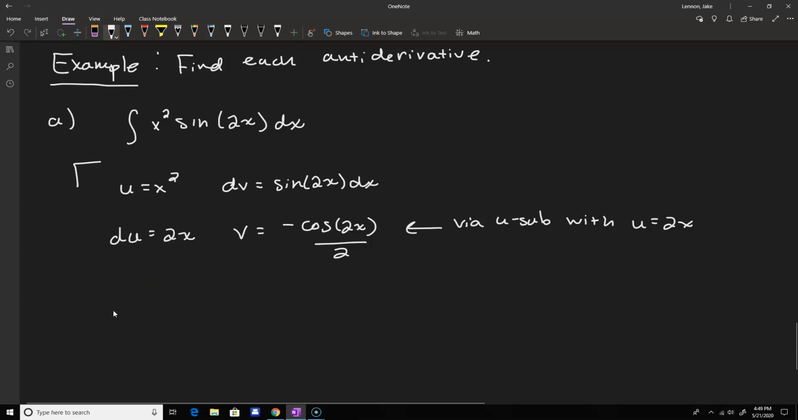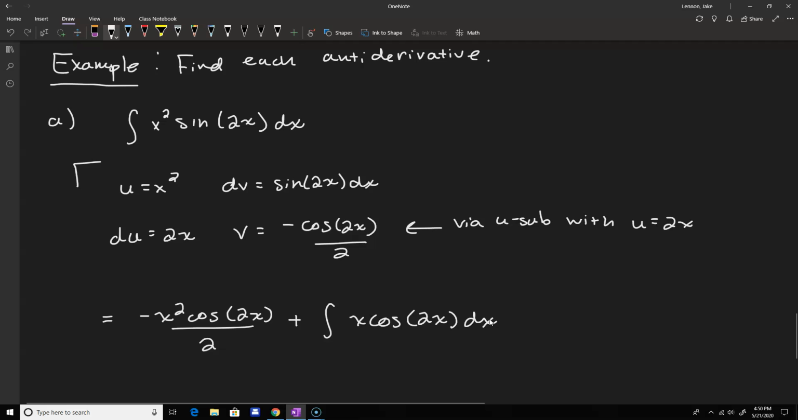So our integral becomes uv, so we get minus x squared cosine of 2x over 2 minus the integral of v du. So we have a negative here, and we're subtracting a negative, so that's actually going to be plus the integral. The 2's are going to cancel, so we'll just have x cosine of 2x dx.